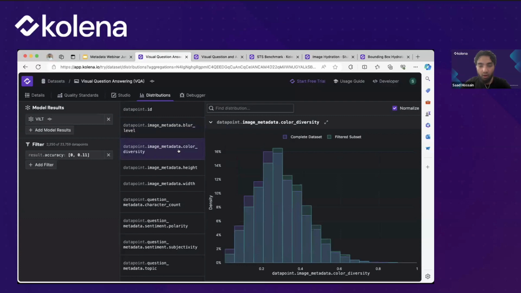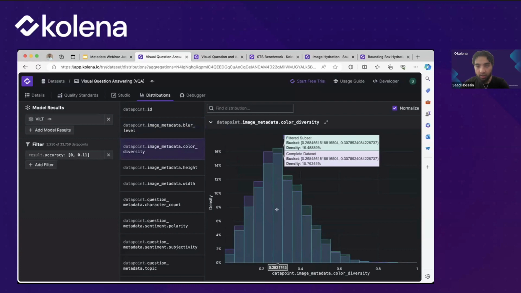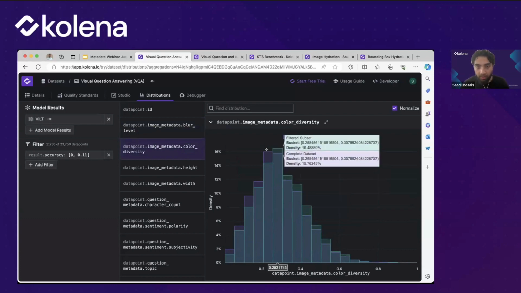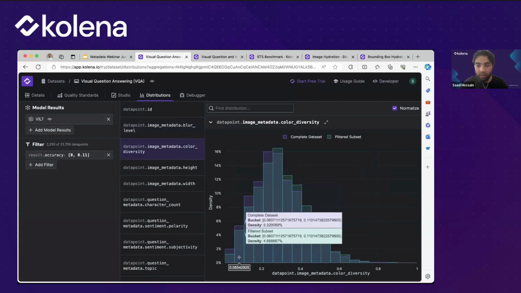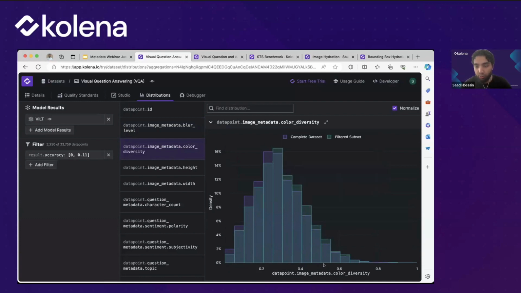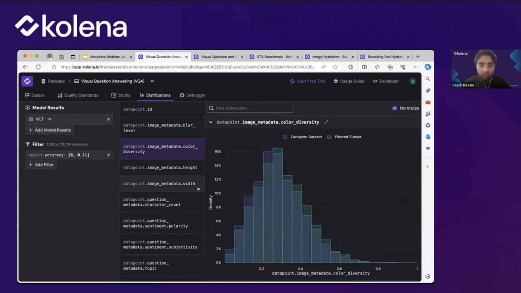We can then go on to color diversity, and we can see that there is a very slight difference between the right half and the left half of this distribution. We actually see that the green bars are lower than the purple bars, indicating that there seems to be a lower proportion of failures in test samples in which we have lower color diversity, whereas there's a higher proportion of failure for images where we have a higher color diversity.